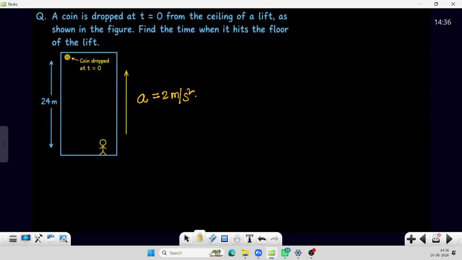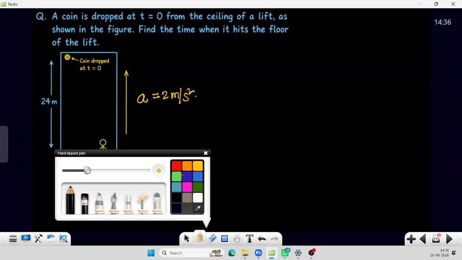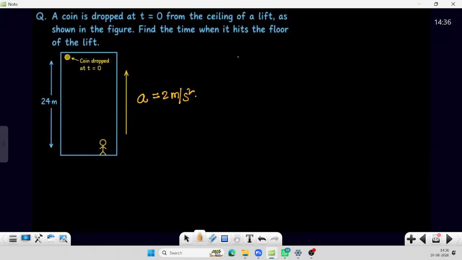Now you tell me. Since it is dropped, how much is the initial velocity? When it is dropped, the initial velocity is 0. Now, what will be the acceleration it will experience? This we can write as g effective. How much is g effective here? The lift is going in the upward direction, so that's why g plus a. So g effective will be equal to 12.